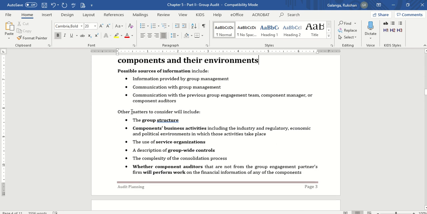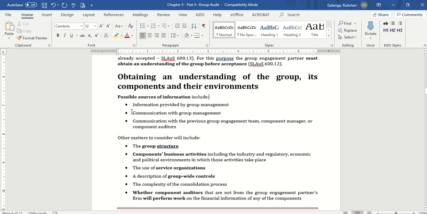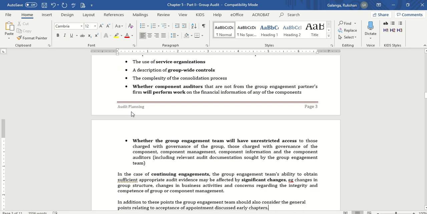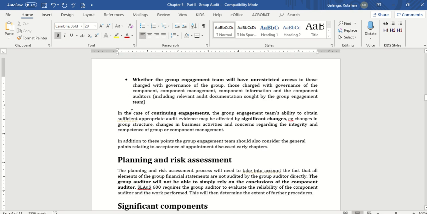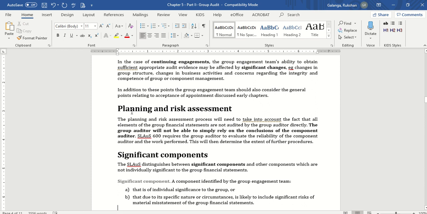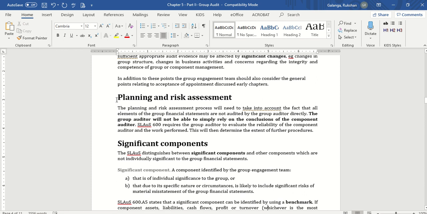So just keep in mind, right, this may sometimes be an examinable question. Sometimes they will ask what are the matters that the group auditor has to consider when doing the group audit, right? So these points you can write down simply, right? Okay. And also we have discussed the planning and the risk assessment part separately. Now here under the group also we are going to discuss the same, right?